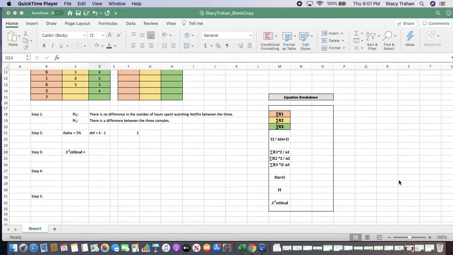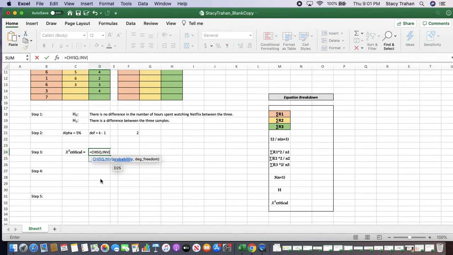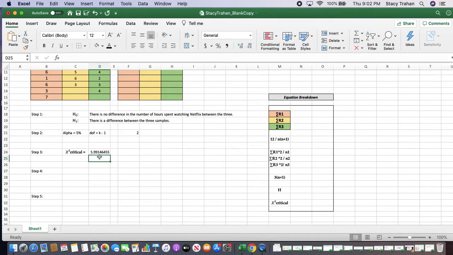We need to figure out our critical value, and as we know, the Kruskal-Wallis test uses the chi-square distribution, so we are going to find out our critical value using the Excel command for that. So we have the chi-square inverse. We know our probability is going to be 0.95. This is a one-tailed test, and we have the alpha as 5%, so that's where we get that 0.95. Our degrees of freedom we figured out earlier, which is 2, close bracket, and there is our critical value.